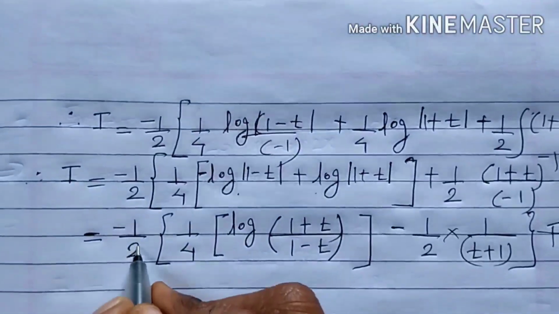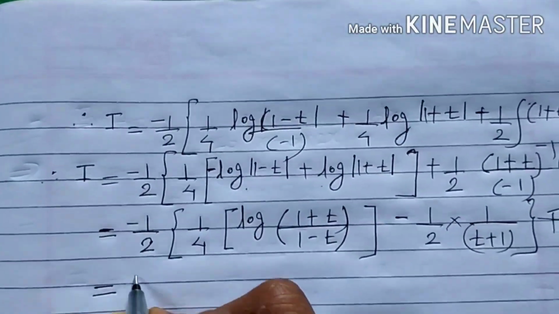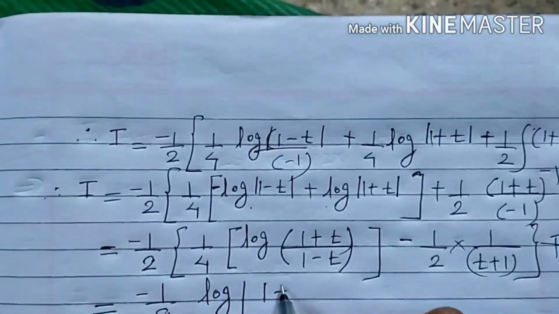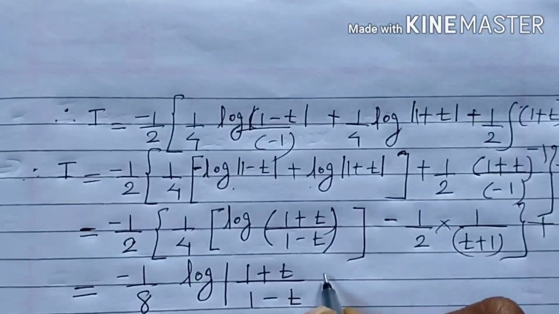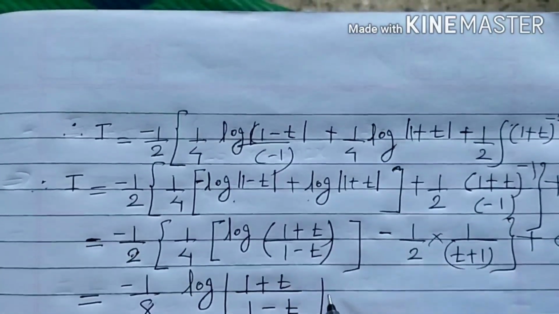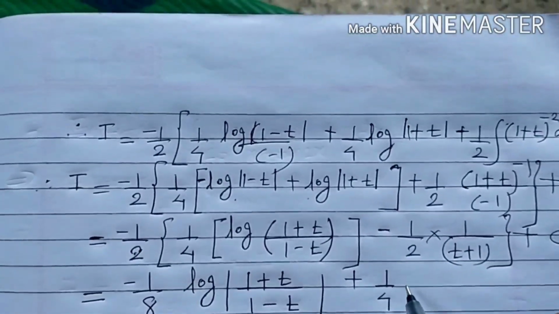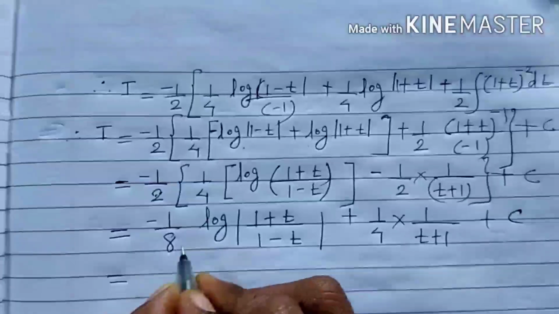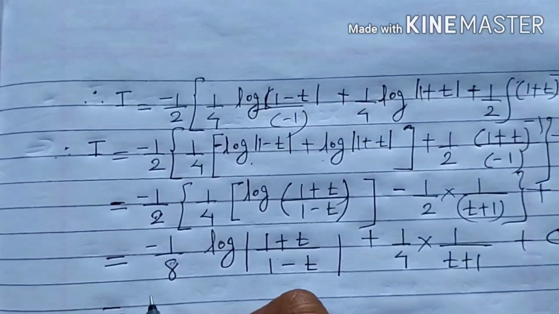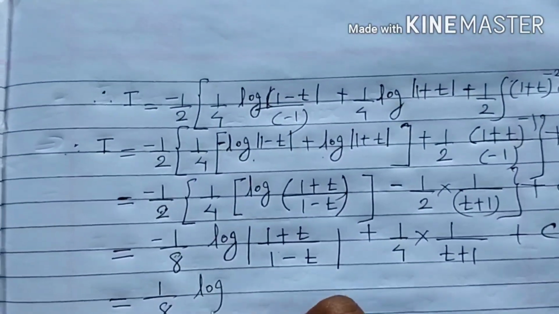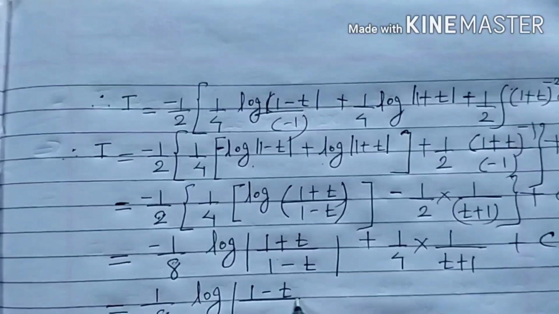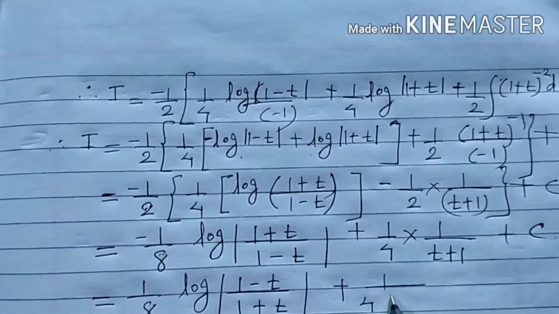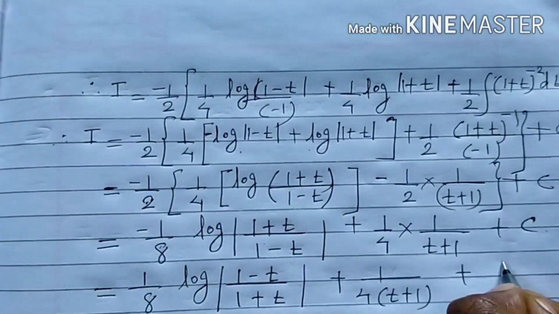Okay, now minus 1 by 2 is multiplied, so it is minus 1 by 8 log of (1 plus t) upon (1 minus t), and this is minus plus 1 by 4 into 1 upon t plus 1 plus c. So this minus sign changing this, so it is 1 by 8 log of (1 minus t) upon (1 plus t) plus 1 upon 4 t plus 1 plus c.